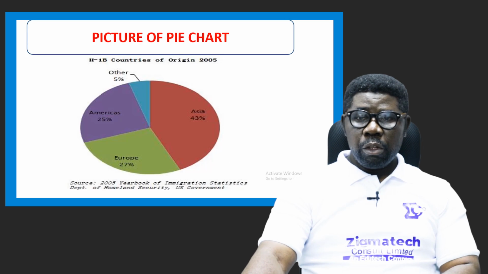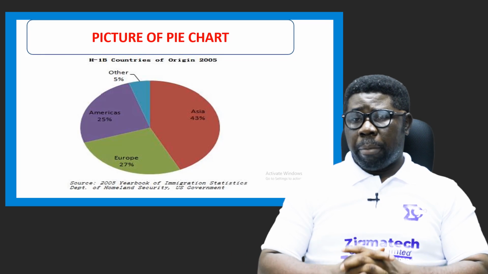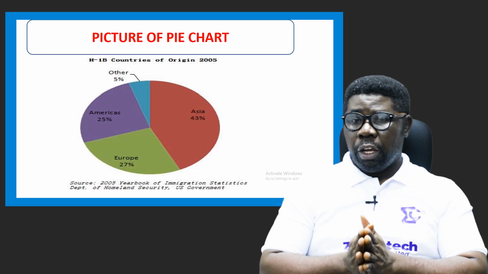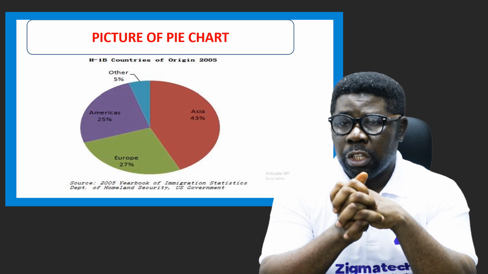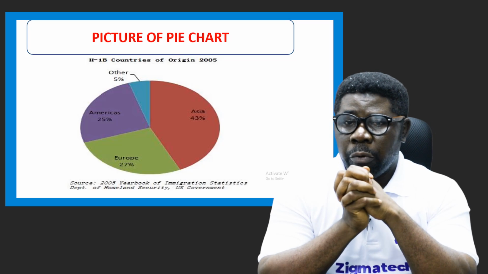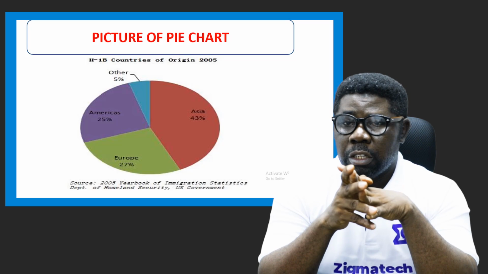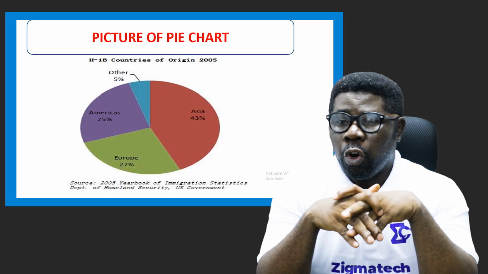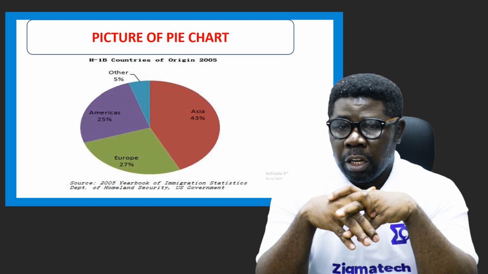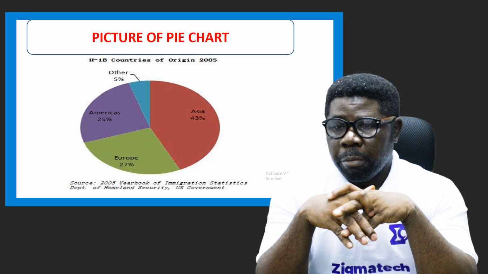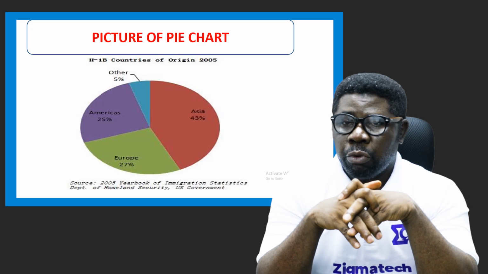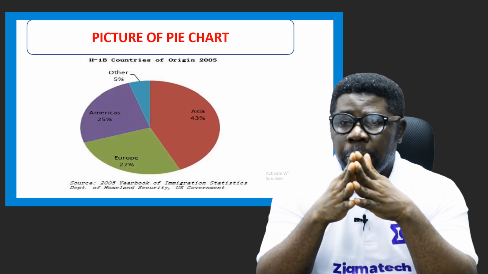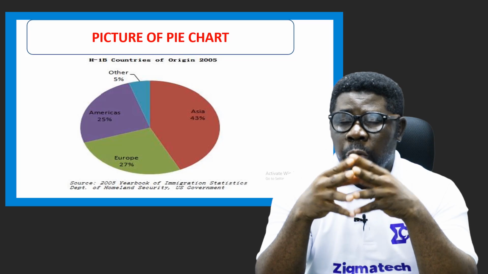Thank you. Looking at this picture, you can see an image of a pie chart, divided into sectors or sections, as the case may be. This one is talking about countries of origin in 2005. The Americas have 25%. Asia has 43%. Europe has 27%. These are countries of the world, from the 2005 Yearbook of Immigration Statistics. These are the people who have journeyed into different countries in that particular period of time. Other countries have 5% of people coming to them.